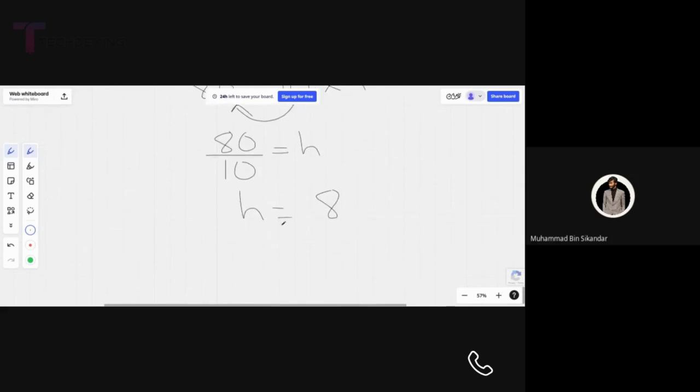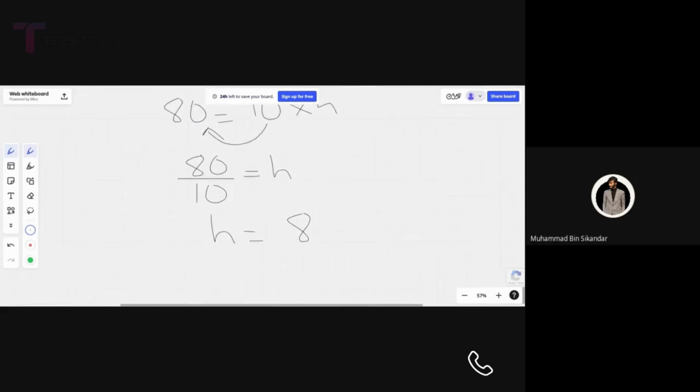Okay, I was saying 8 what? It will be 8 centimeters. Clear? Clear. Okay. Let's go on to trapezium.